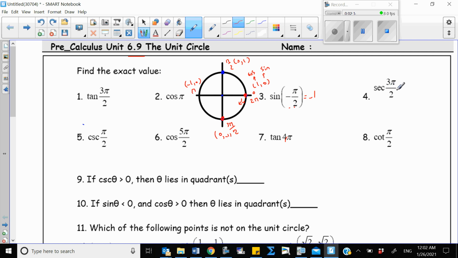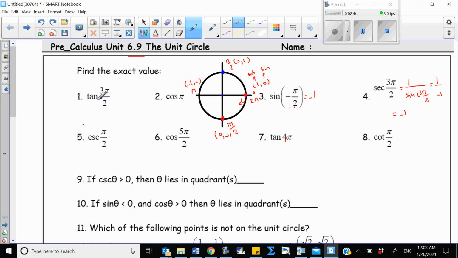I want to find secant of 3 pi over 2. 3 pi over 2 starts from here and ends at this point again. Secant is 1 over sine of this angle. Sine of this angle is the y value, which is negative 1. So it's 1 over negative 1, which is equal to negative 1.